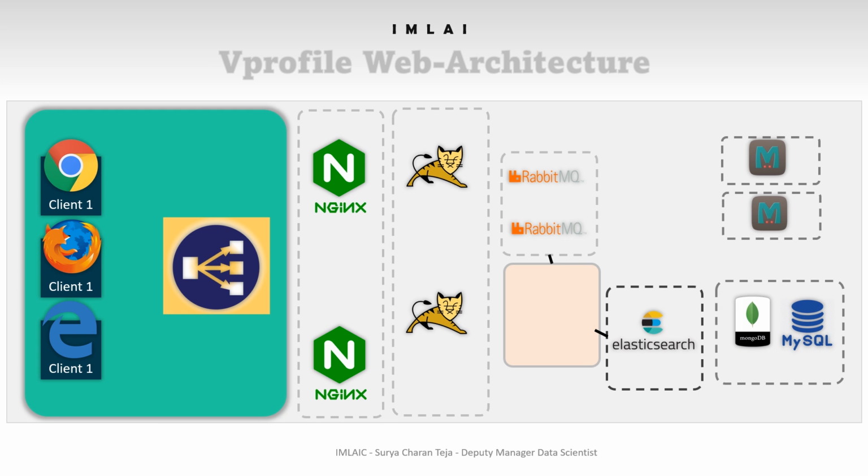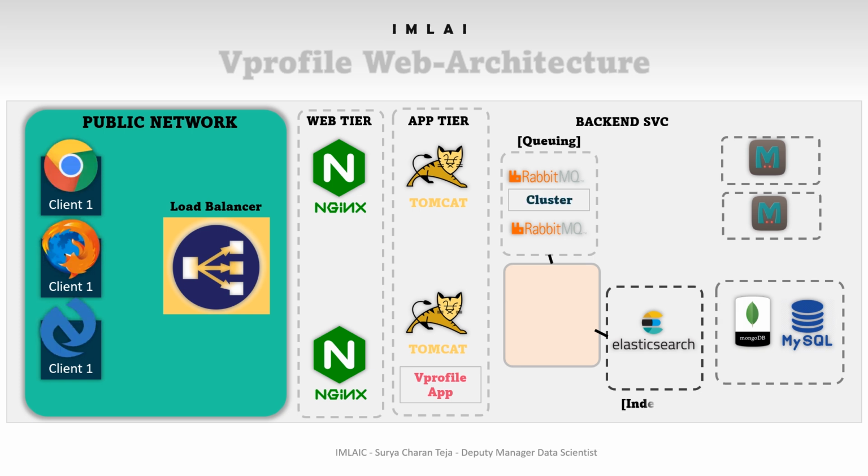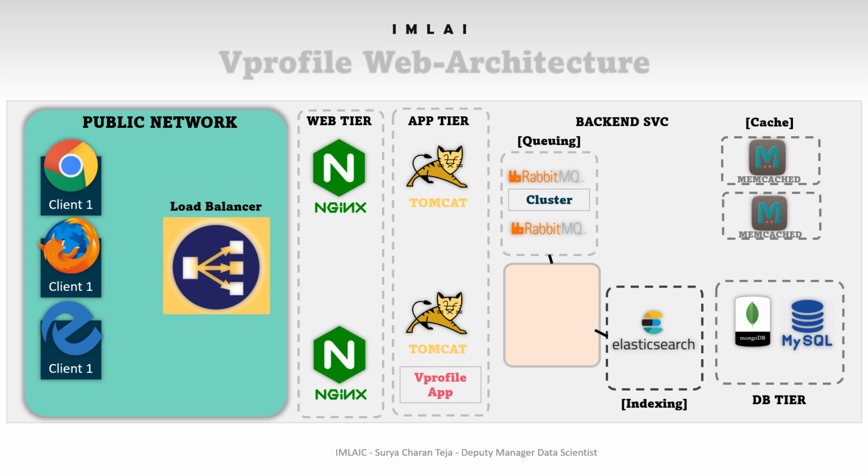Now let's see the flow of the Vpro architecture, the Vpro web architecture. It begins with a load balancer. You see that? A load balancer. Load balancing refers to efficiently distributing network traffic across a group of backend servers, also known as a server farm or server pool.